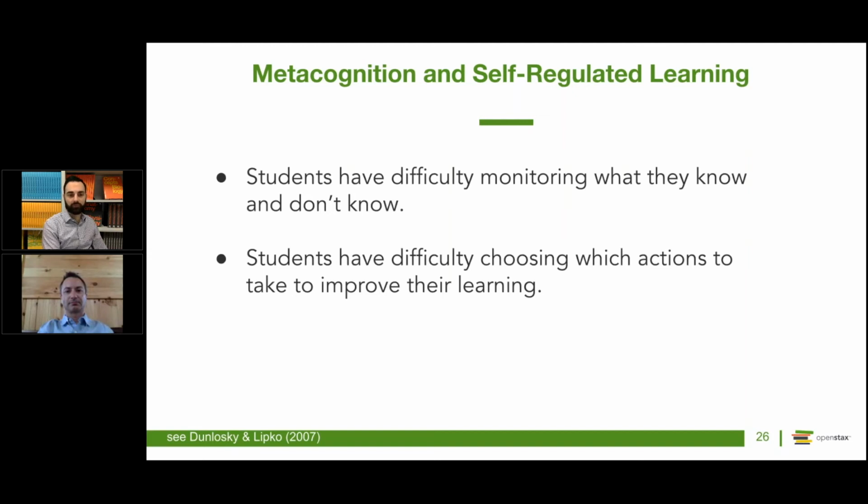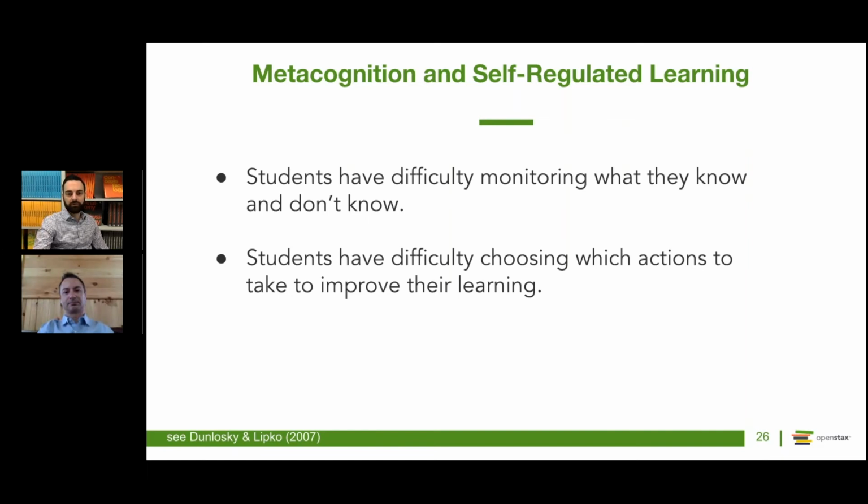We know from a lot of research that students have difficulty monitoring what they do and what they do not know. A lot of times they are overconfident in their learning. They think that they've mastered a concept when they actually haven't. And this leads to bad control decisions. It means they discontinue studying when they probably should have continued studying after all. They also have difficulty choosing which strategy they actually want to use. A lot of students have difficulty understanding which strategy is most effective, and so they typically choose ineffective learning strategies.